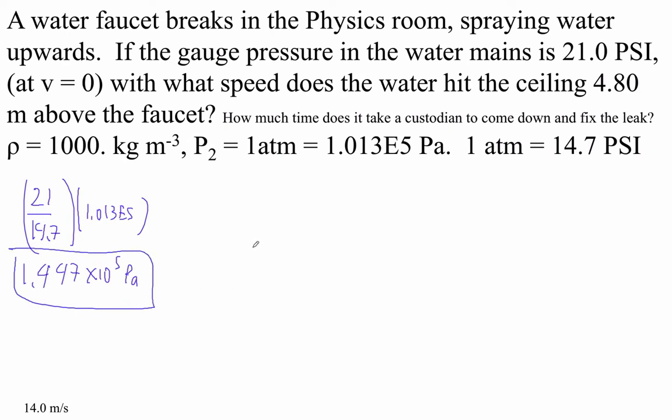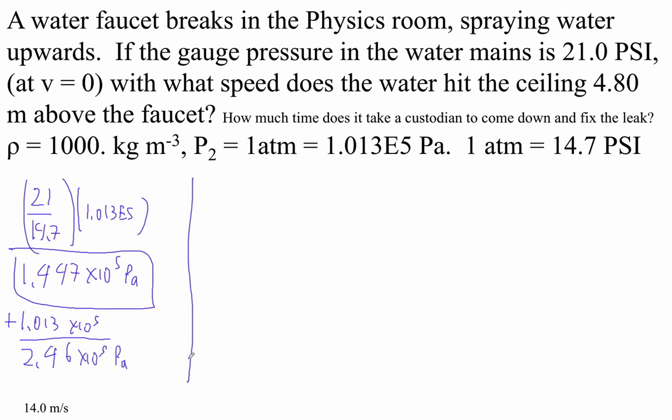And what I'm going to do is I'm going to say the gauge pressure in the water mains. Okay, so that's how much it is above the atmosphere, right? So the absolute pressure there is, I'm going to add an atmosphere, 1.013 times 10 to the 5th, plus 1.013 E5. So the absolute pressure inside the water main is 2.46 times 10 to the 5th pascals.